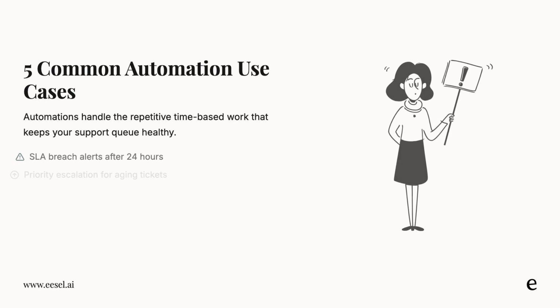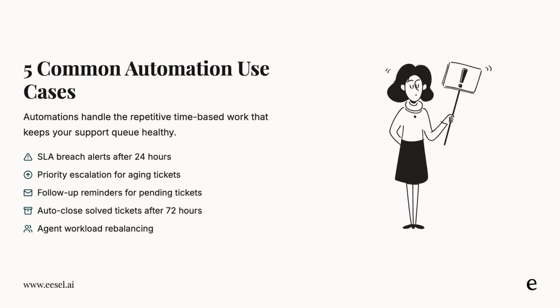So what can you actually automate? Think SLA breach alerts when tickets sit unresolved for too long, priority escalation for aging tickets, follow-up reminders, auto-closing solved tickets, and even rebalancing agent workloads. These are the repetitive tasks that keep your queue healthy.